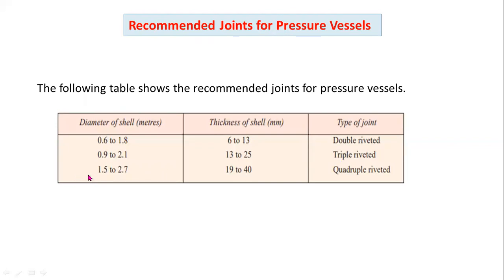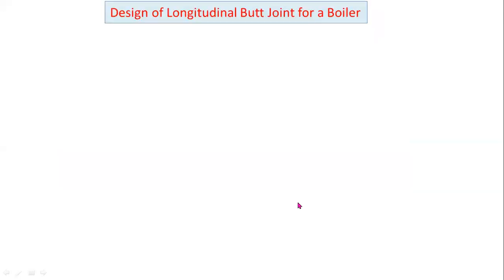If the diameter of the boiler shell lies between 1.5 meters to 2.7 meters and the thickness of the shell plate lies between 19 mm to 40 mm, then you have to use a quadruple riveted joint. So these are the recommended joints for the design of boilers. Now I will explain the design procedure of a longitudinal butt joint for boilers.